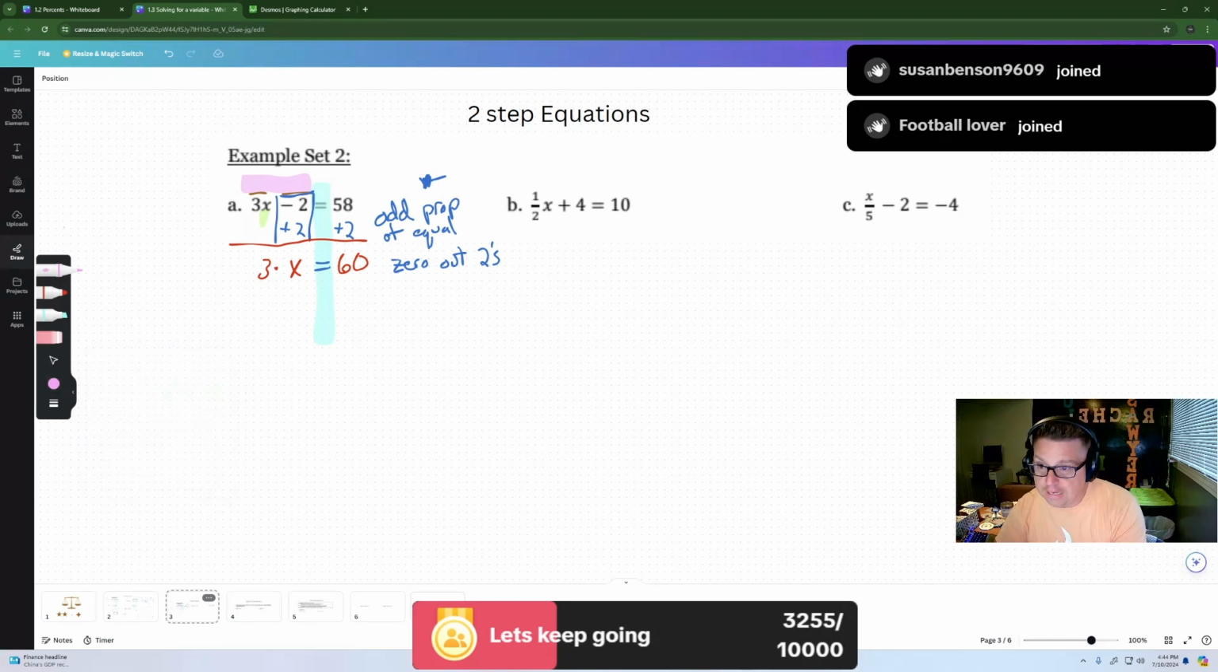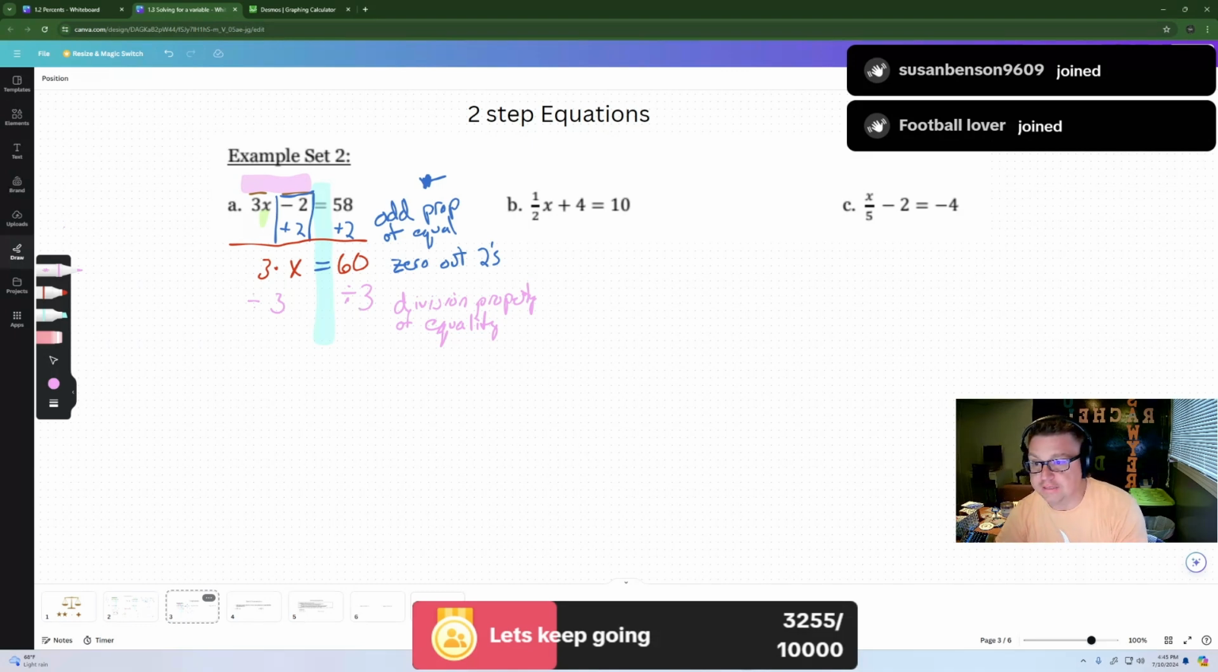So we have a 3 times x. So how do we get rid of multiplication? What's the inverse operation? Then we're going to bring in division property of equality. So we are going to divide both sides by 3.